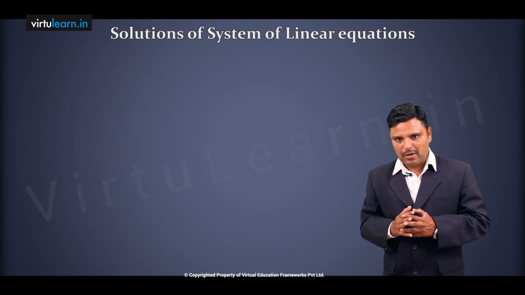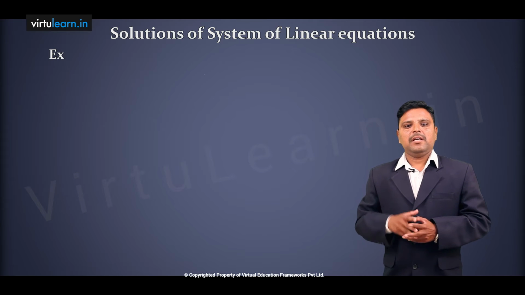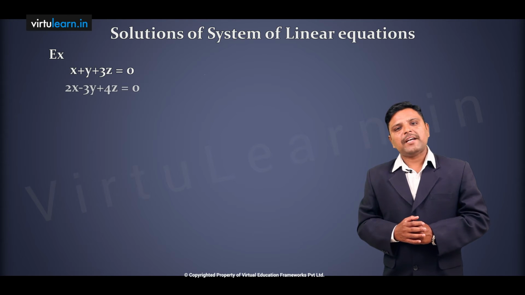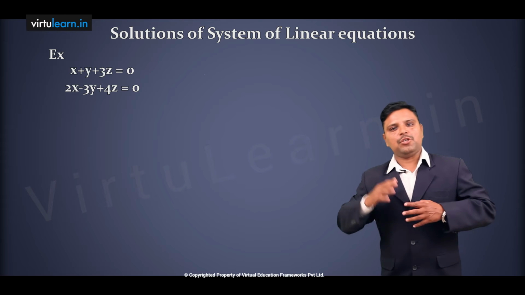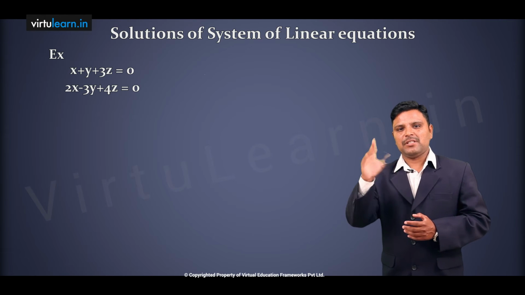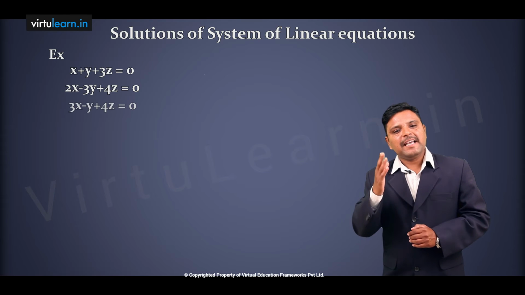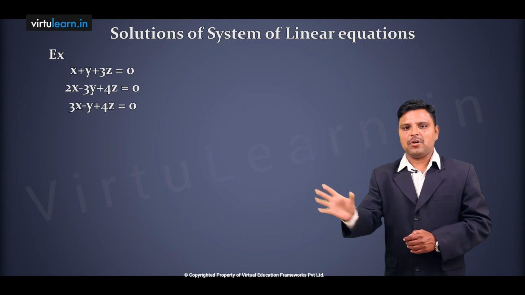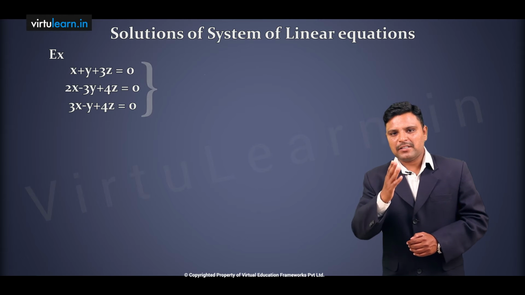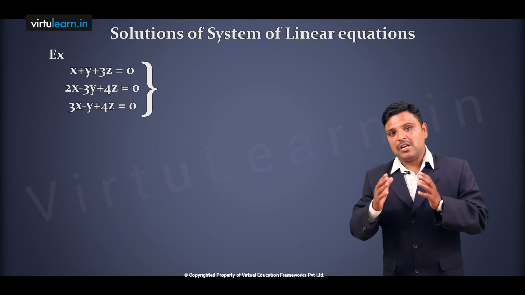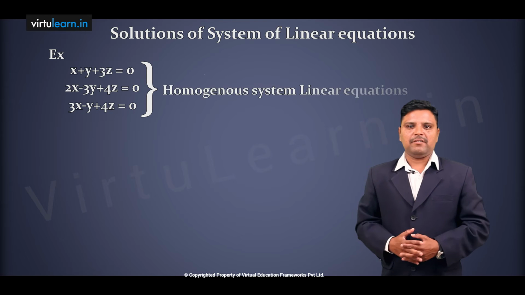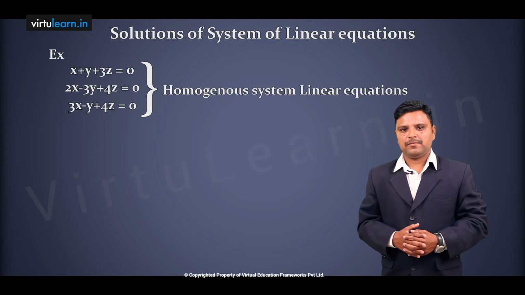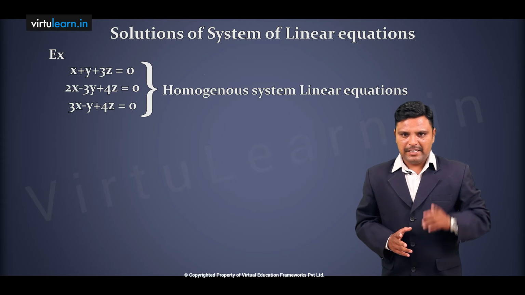Now, I am writing an example of a homogeneous system of linear equations. First equation, x + y + z = 0. Second equation, 2x - 3y + 4z = 0. Observe this one: first one 0, second one 0. Third equation, 3x - y + 4z = 0. On the RHS, every number is 0. There is no constant. Therefore, this type of system of linear equations is a homogeneous system of linear equations. Have you got the idea? Right? Non-homogeneous and homogeneous.